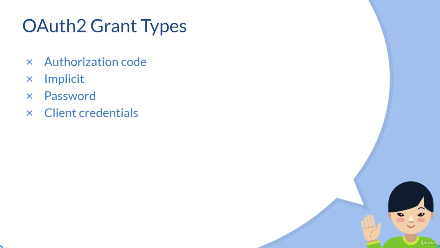There are 5 grant types in OAuth 2: authorization code, implicit, password, and client credentials. And the 5th is refresh, which sometimes is not considered a flow. Let's see each of them.